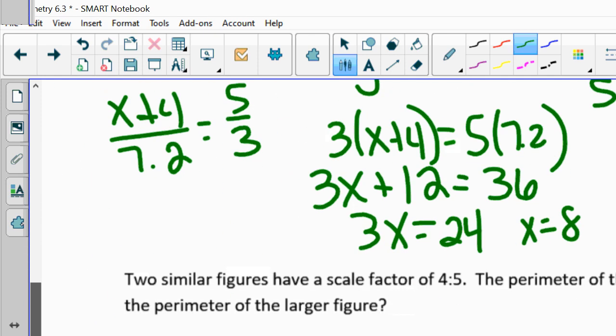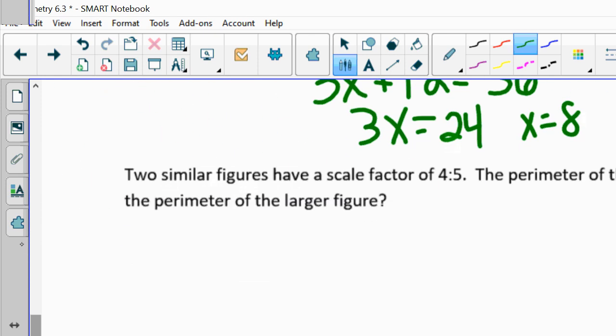All right, so last example. Here they don't give me a picture. It just says two similar figures have a scale factor of 4 to 5. The perimeter of the smaller figure is 16. What is the perimeter of the larger figure?